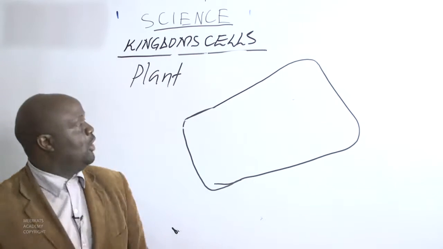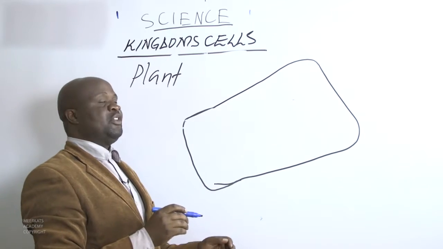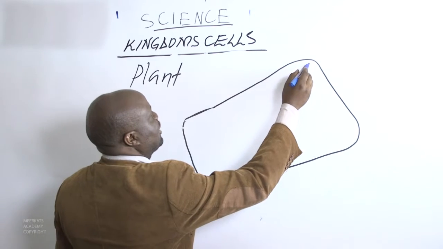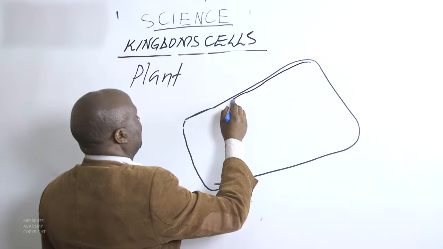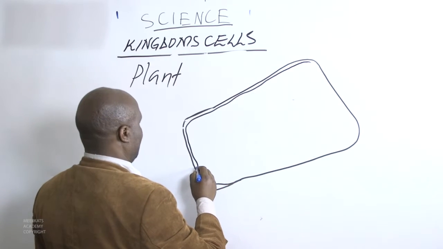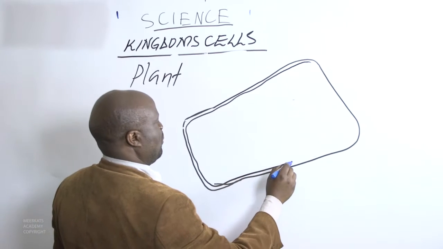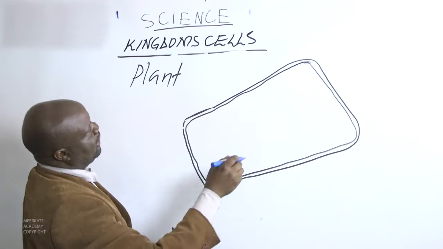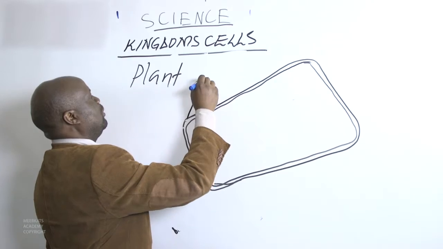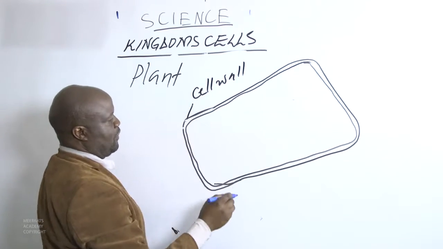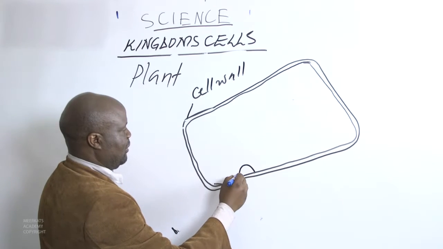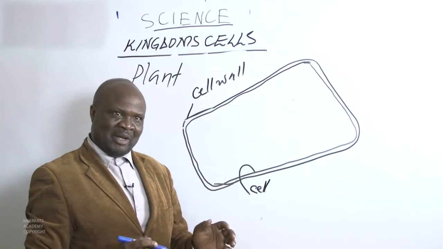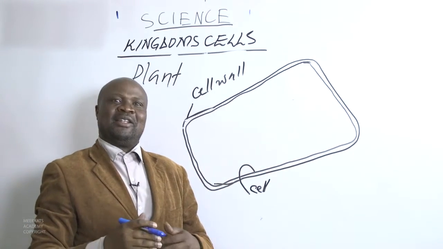Now, if we remember, we said that the major difference between the animal cell and the plant cell is that the plant cell has what we call the cell wall. So outside here we have the cell wall. Then the line within is the cell membrane. The cell wall is there to protect the cell membrane so that it gives the plant support and shape.